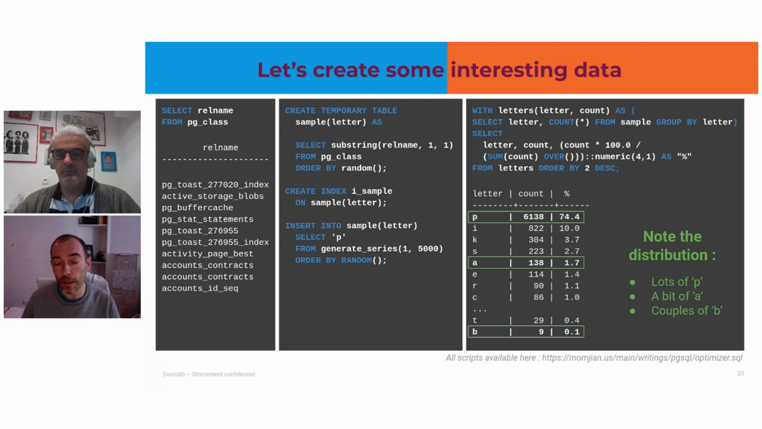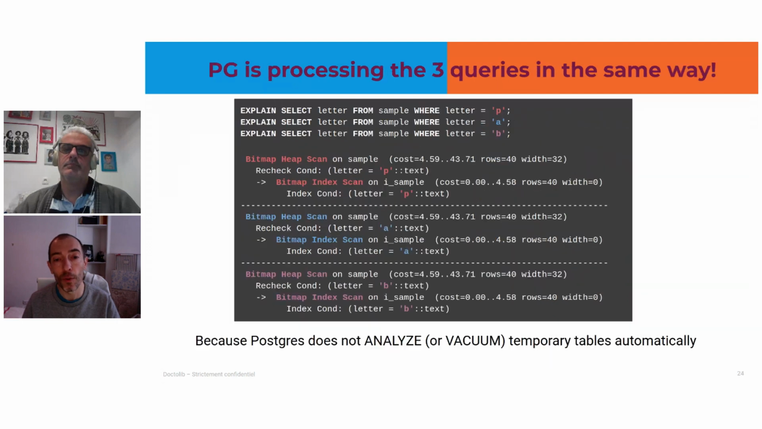Okay, so the distribution is very different for those 3 letters. Okay, so we'll use those. So we'll do some selects on the P, A, and B to show you what's going on.